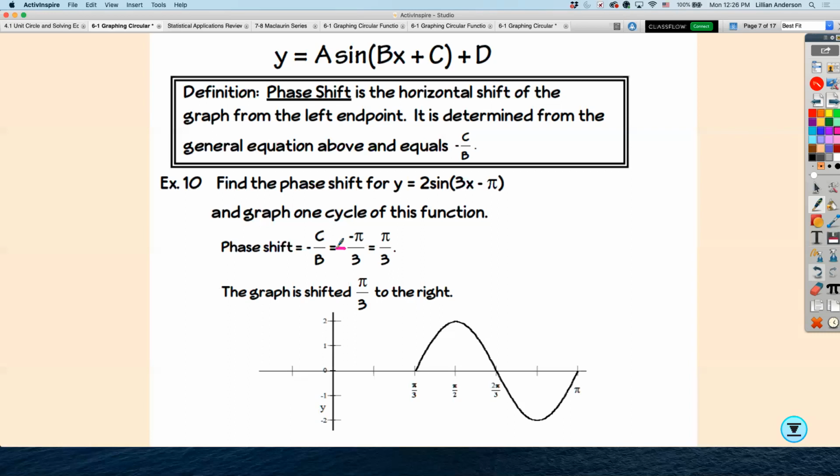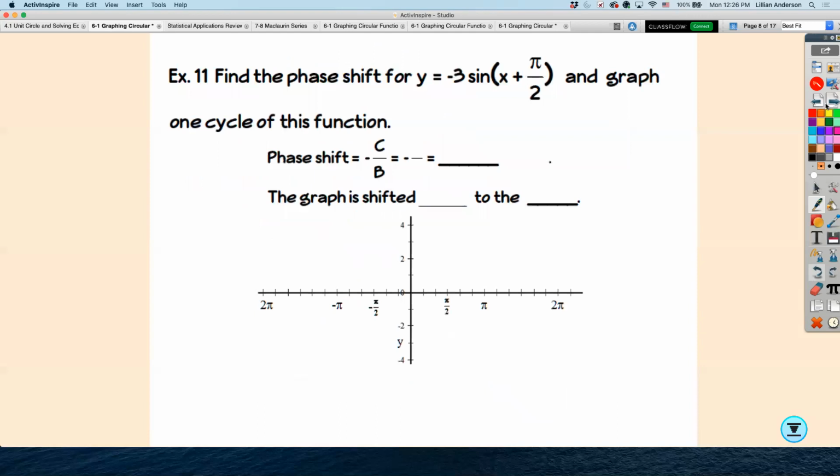To find phase shift, you do negative c over b when it's in the form of a sine (bx plus c) plus d. That affects your x coordinates. So you're either going to add the value or subtract the value if you're moving left or right. We're going to find the phase shift for y equals negative 3 sine the quantity x plus pi over 2 and graph 1 cycle of this function.